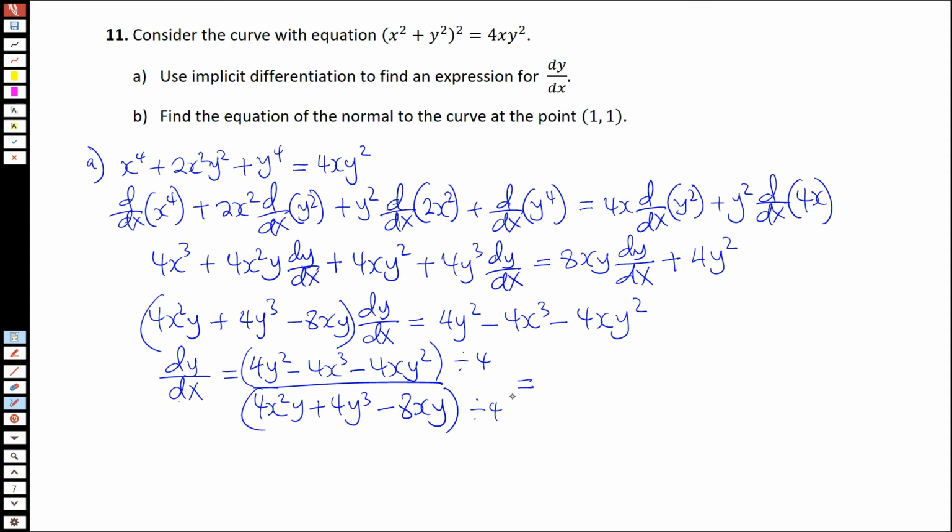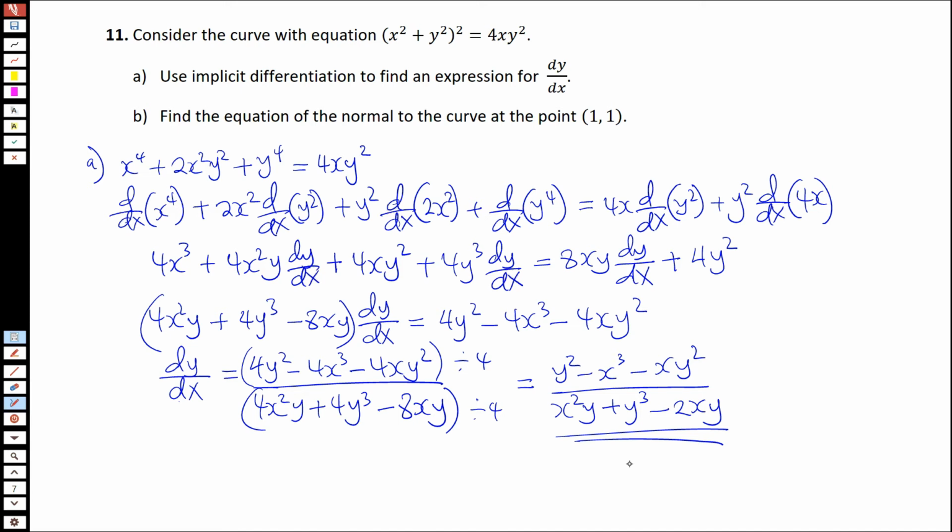So basically that will be y squared minus x cubed minus xy squared over x squared y plus y cubed minus 2xy. Okay, so that's part A, and that will be the expression for dy over dx.